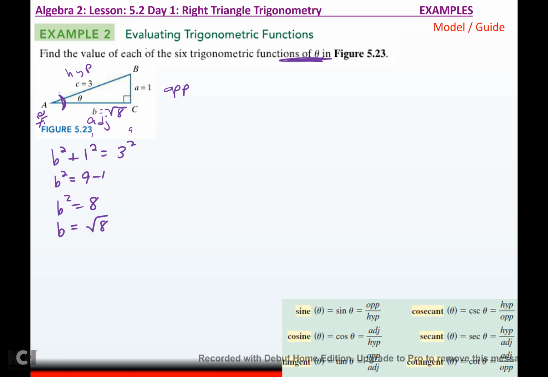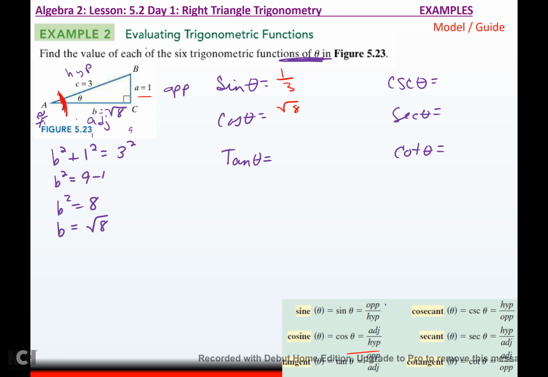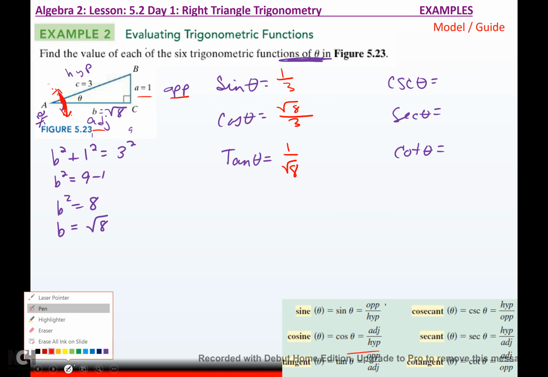So now that I know my parts, I can do sine theta, cosine theta, tan theta, cosecant theta, secant theta, and cotangent theta. Alright, so sine is opposite over hypotenuse. If I'm standing here, opposite is 1, hypotenuse is 3. Cosine is adjacent over hypotenuse. Adjacent to me is the square root of 8. Remember, I'm here, adjacent. Yeah, both of these sides are adjacent to me, but this one is hypotenuse, so this one is the one I have to use, over hypotenuse. And tangent is opposite over adjacent, which is going to be 1 over the square root of 8. Now, you can use the definitions, or you can just flip them over.